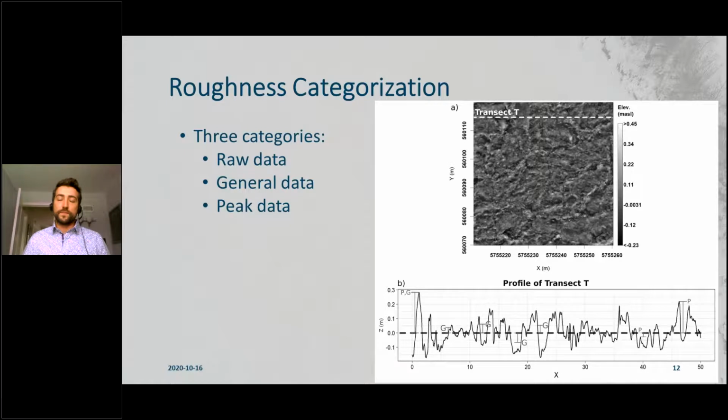So looking at the example subset on the right, there's a transect T taken through the top, the profile of which is shown below. And I've got a few points marked off there, identifying some of the peaks and some of the general data. But the key takeaway here is that our general data set already incorporates all of the peak data, and the peak data is just a subset of that general data.